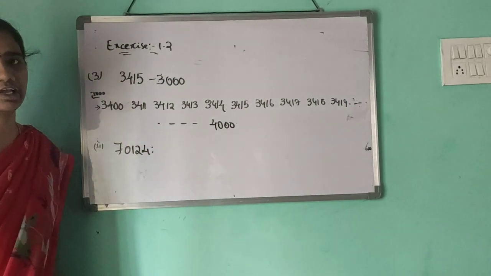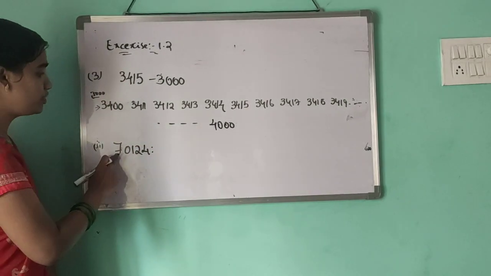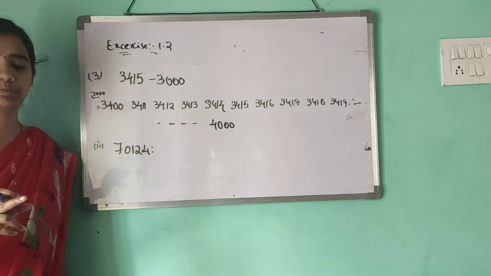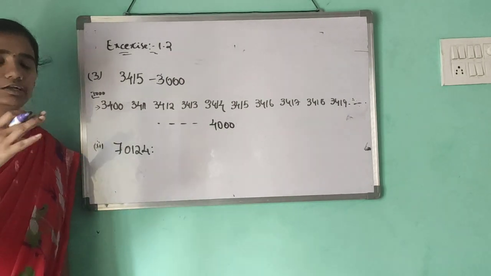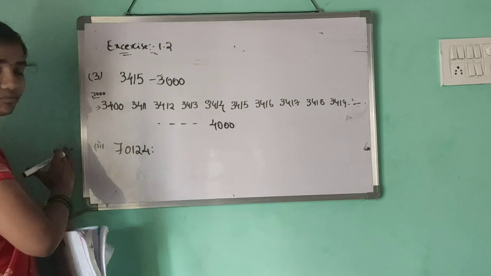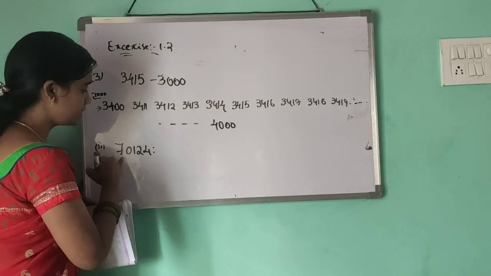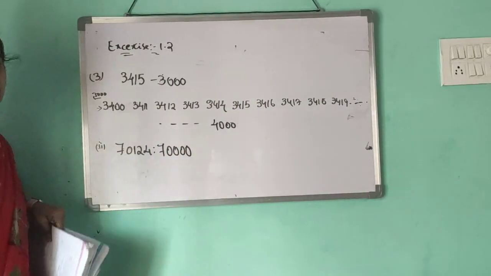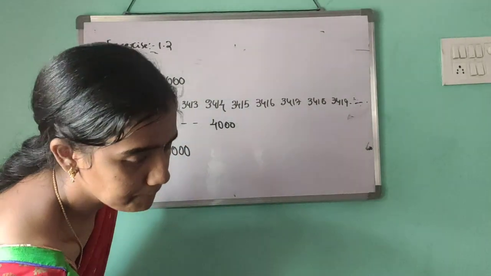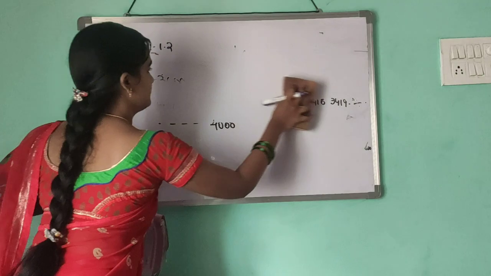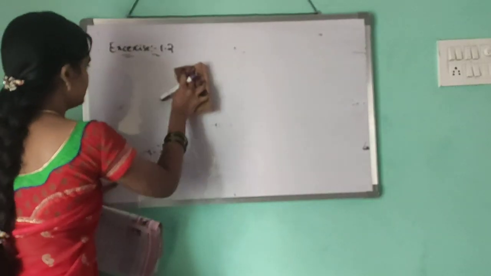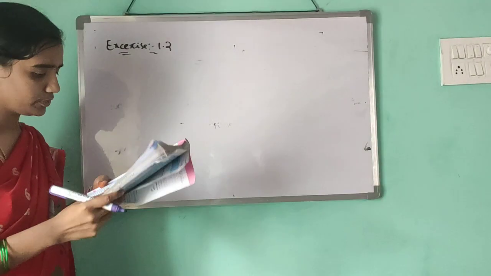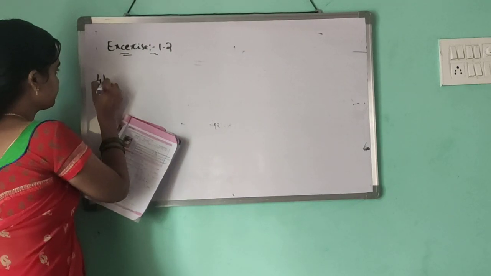70124. Here also it is the same. When will we get the hundreds place? That means 8000 is so far away. Coming to the front of the numbers, 7000 is the nearest place. How to round it off? 7000 is the answer of this third part. Okay, going to the fourth one.